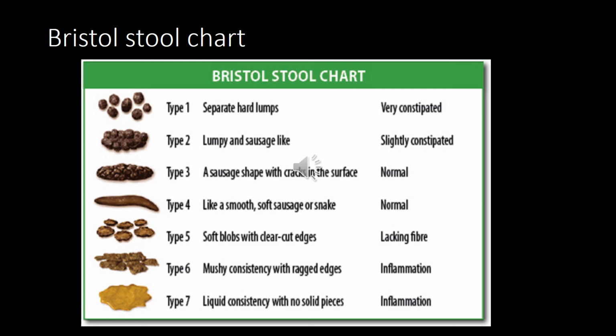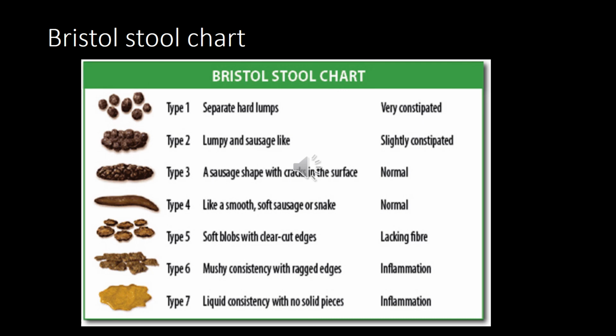Okay, here we come to the Bristol stool chart, or Bristol stool classification. There are 7 types of stool according to their presentation. In type 1, the stool is in separate hard lumps, which happens in a very constipated state. Similarly, type 2 is lumpy and sausage-like, slightly constipated. Type 3 is a sausage shape with cracks in the surface, which is normal, and type 4 is a smooth, soft sausage or snake-like presentation. It also occurs in a normal situation.